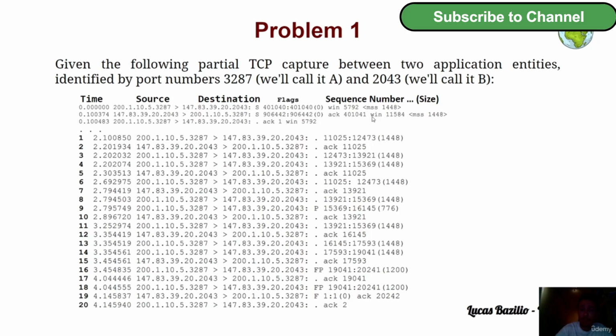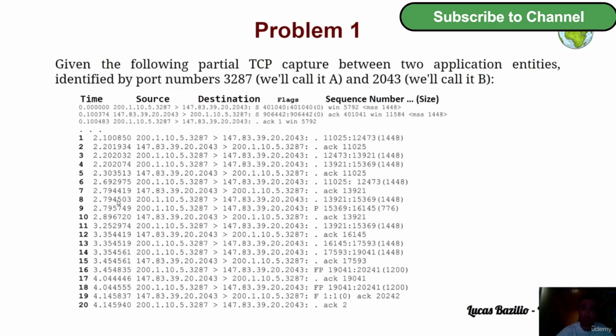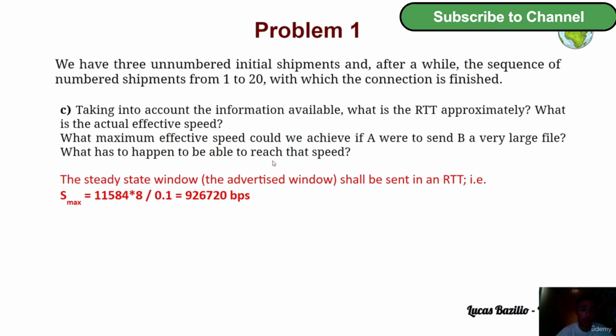Essentially, remember that we can get the value of the advertised window here, this win. Just after the win in the TCP dump, this value is the size of the advertised window in bytes. So we need to send the steady state window, which is the same as the advertised window, in one round trip time. We already know the value of the advertised window, which we can see on the TCP dump frame: 11,584. This is the advertised window.